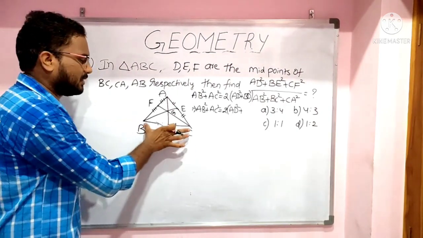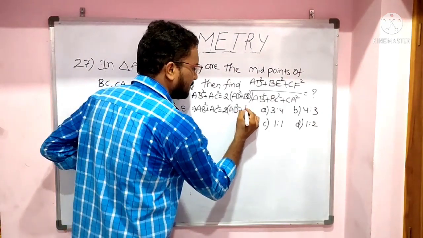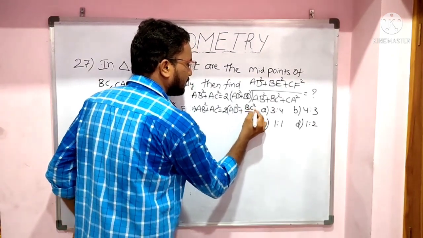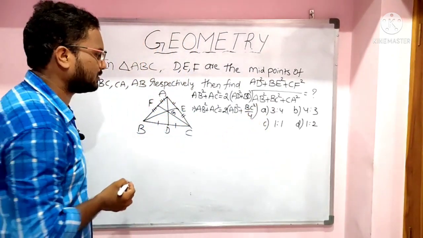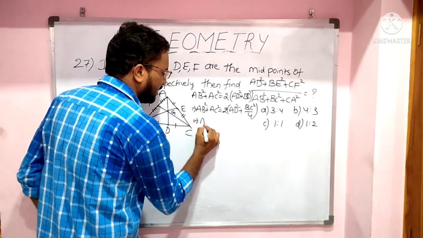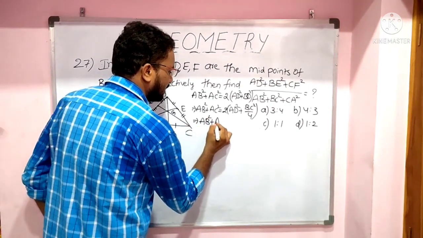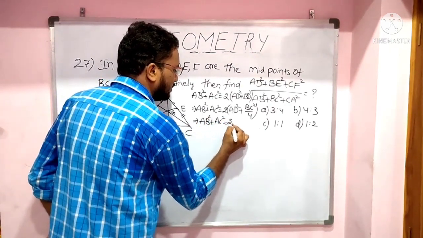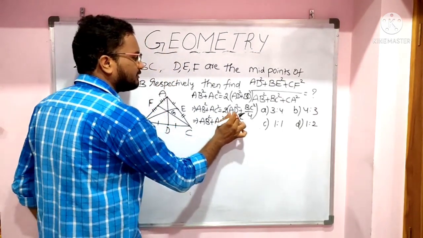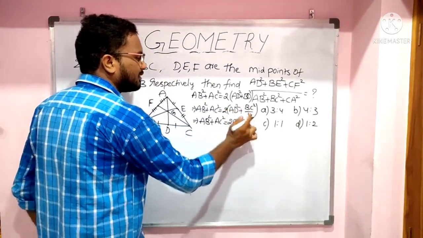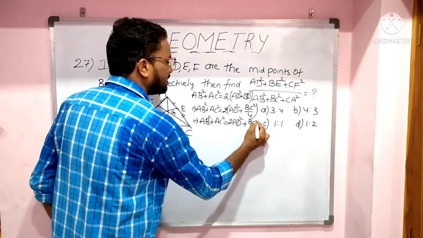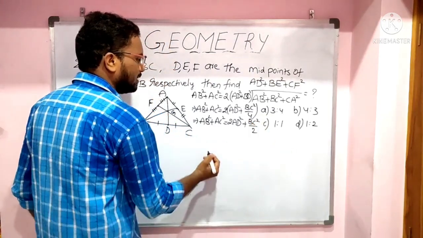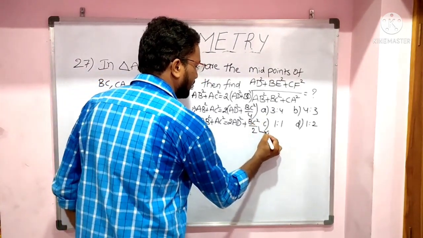BC by 2, so BC square by 4. So AB square plus AC square equals 2 into AD square plus 2 into BC square by 4. That means plus BC square by 2. Let us say this is equation 1.